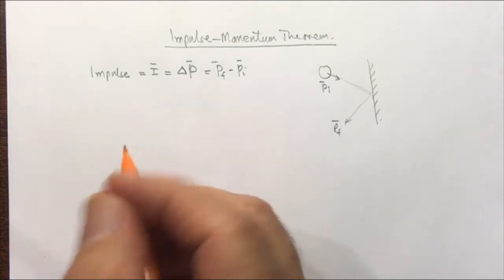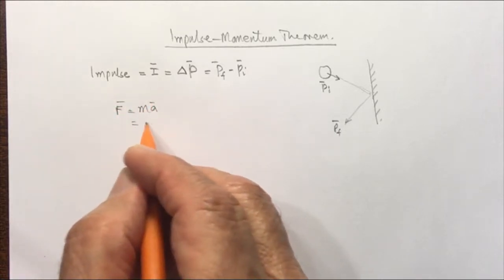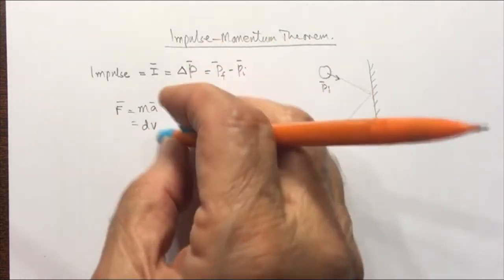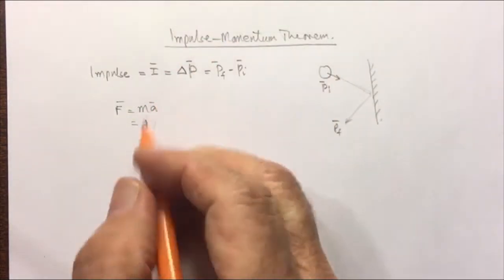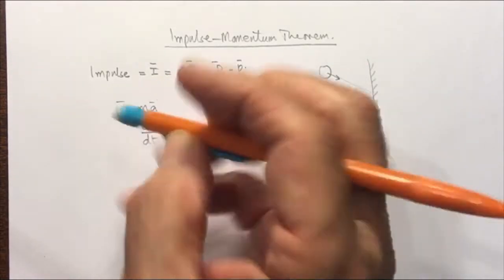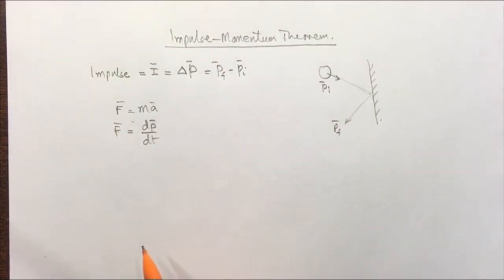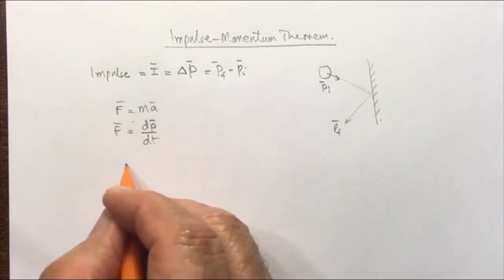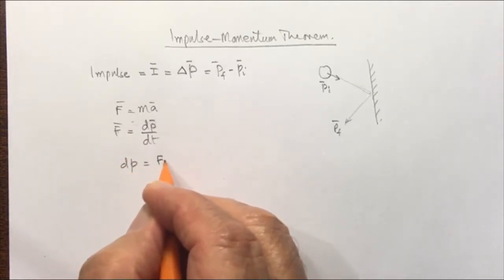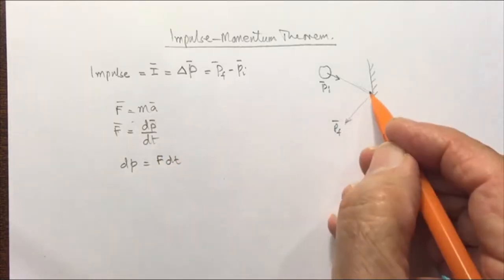Now, we know that F equals ma, which we wrote as dp by dt. So the force is a rate of change of momentum, and this is rearranged to give us dp is F dt.